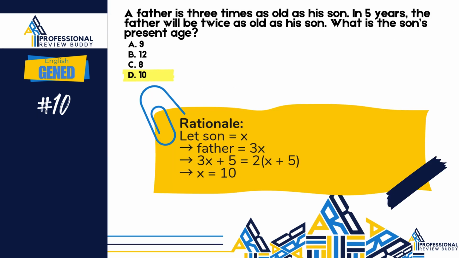A father is 3 times as old as his son. In 5 years, the father will be twice as old as his son. What is the son's present age? Let son = x and father = 3x, then the equation would be 3x + 5 = 2(x + 5). Therefore x = 10.